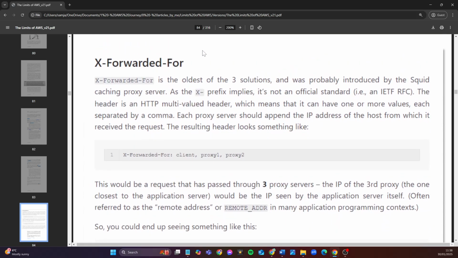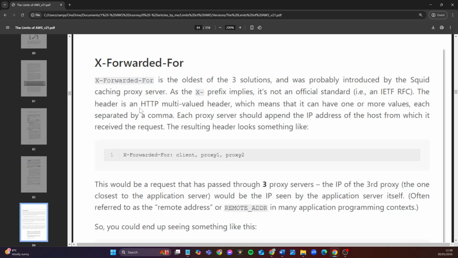X-Forwarded-For. It's the oldest of the free solutions and was probably introduced by the Squid caching proxy server. As the X- prefix implies, it's not an official standard. It's not in an RFC from the Internet Engineering Task Force, or IETF. So it's a bit informal.